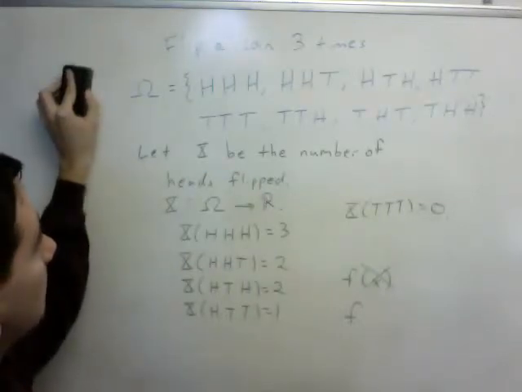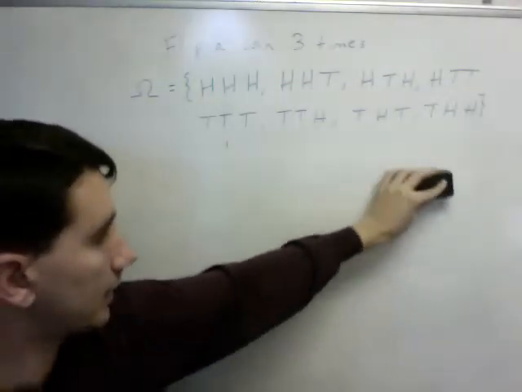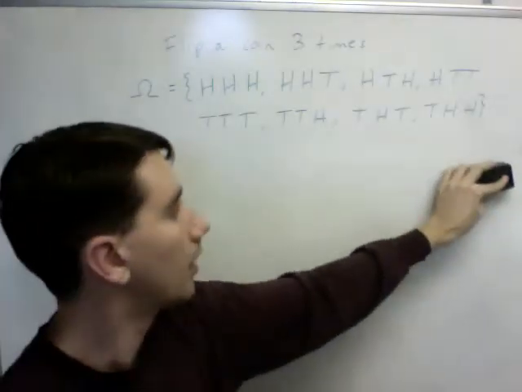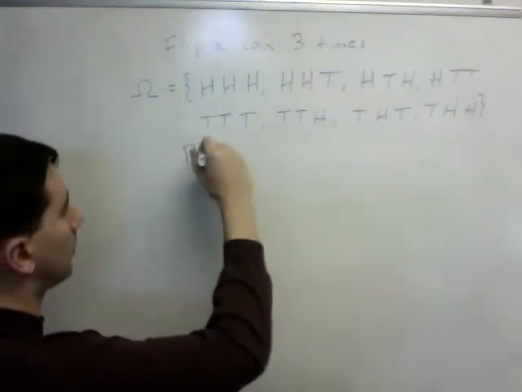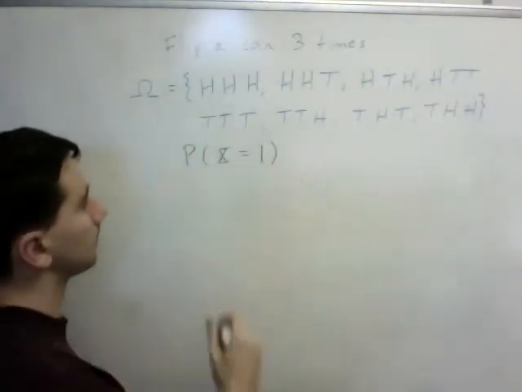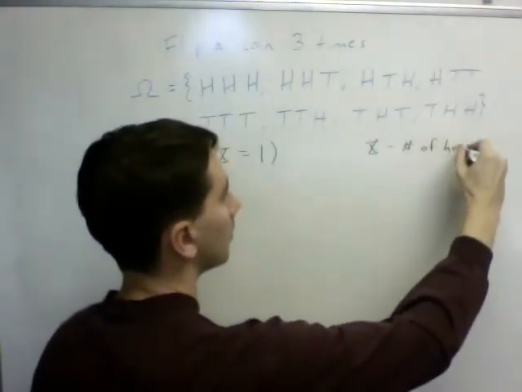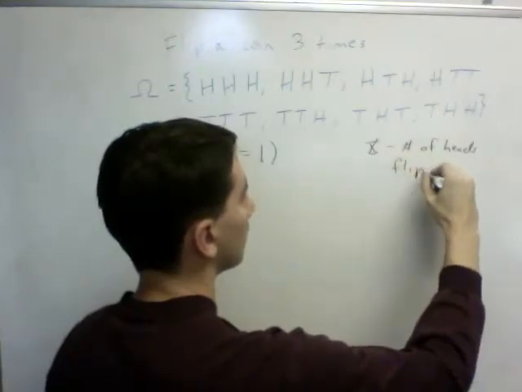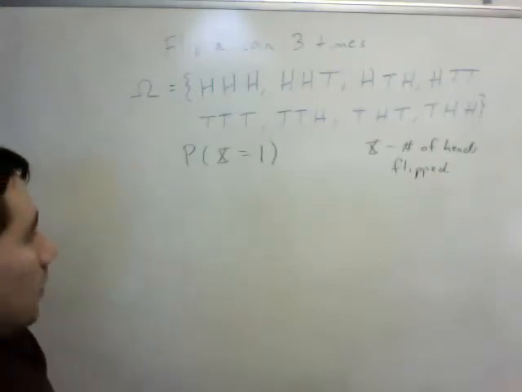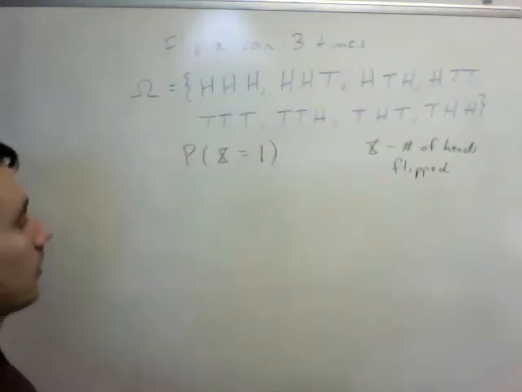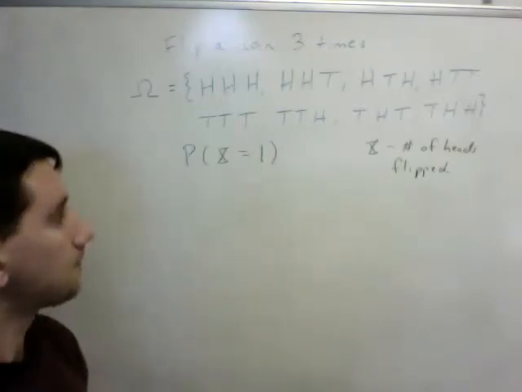So let's see. I'm going to keep using this example. X is the same thing it was that I just erased. That's just the number of heads flipped. So we could ask, what is the probability that X equals 1? Remember, X is the number of heads flipped, and we're flipping a coin 3 times here. So this symbol stands for the probability that I get 1 heads if I flip the coin 3 times.